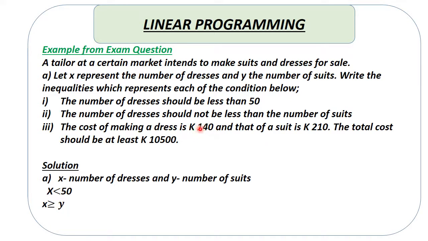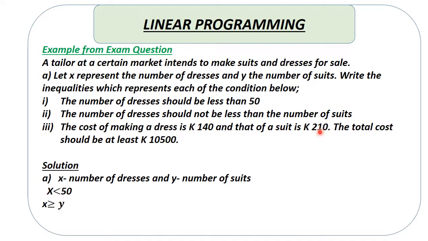So let's analyze the part for the dress. If the tailor makes one dress, then it's going to cost him or her 140 kwacha. If the tailor makes 2 dresses, then this number has to be multiplied by 2. If the tailor makes 3 dresses, this number has to be multiplied by 3. So to find the total cost, we just multiply the number of dresses with 140. Number of dresses, remember, is x. So number of dresses multiplied by 140 is x times 140, which is going to give you 140x. So that's how you get the cost for the dresses.